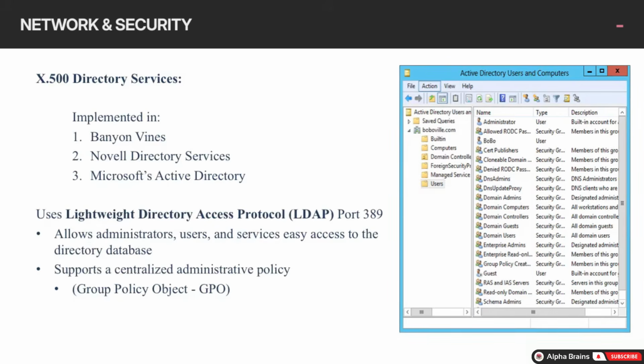Now, the tool that we use to query and access that giant database is a protocol called Lightweight Directory Access Protocol, LDAP. This is the protocol designed to reach into this giant repository of objects and attributes and allows easy access for administrators and users and the different services to communicate amongst the other domain controllers. So LDAP is used commonly within this directory services environment. LDAP uses port 389 to communicate over on the network.